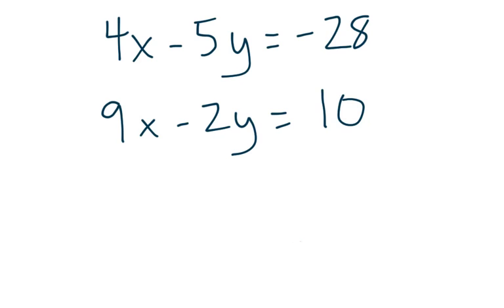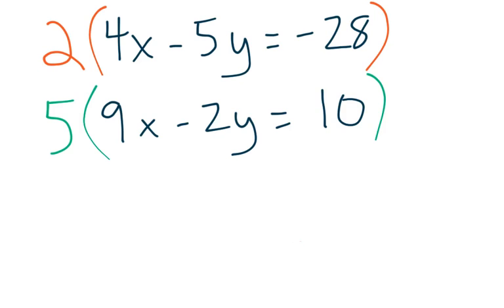So the top equation, we're going to have to multiply by 2. And when I do that, I'm going to get negative 10y in the y column. And the bottom equation, I'm going to have to multiply by 5. And if I do that, I'm going to get negative 10y. But I need one of them to be positive. So I think we should multiply the top one by negative 2. And then that'll give me a positive 10y and a negative 10y, which is what I need, because otherwise nothing will eliminate.